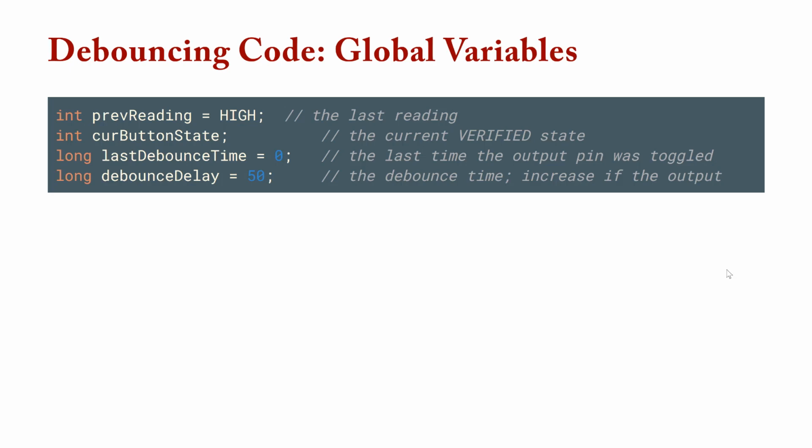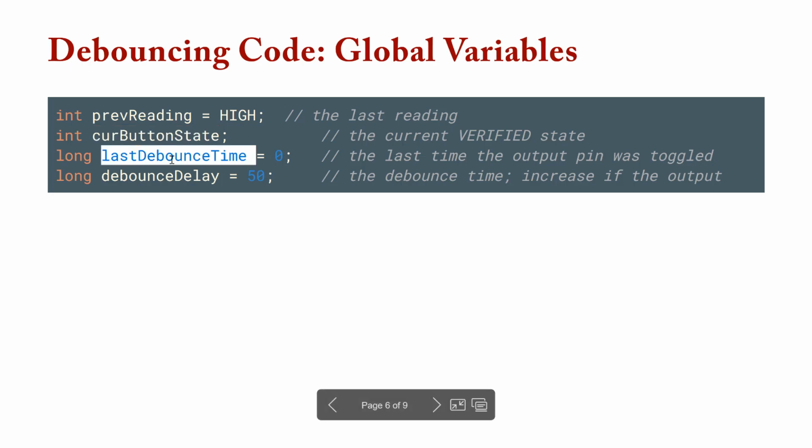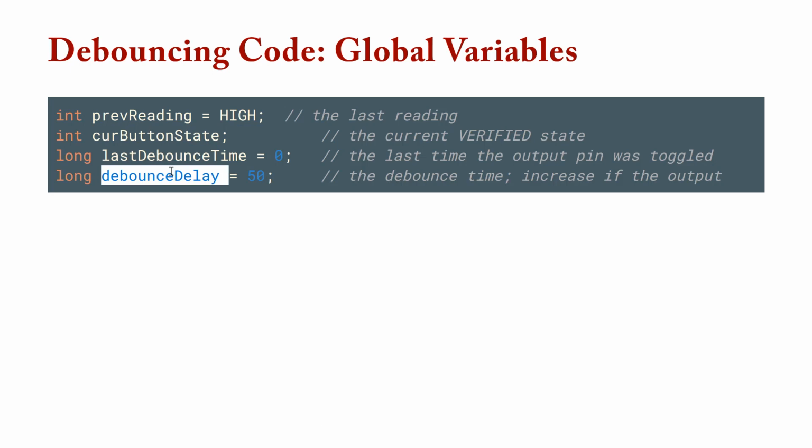Okay, so I just want to look at a little bit of this algorithm broken down into actual C++ code. So we set up our global variables. We're going to have our previous reading, which is continually updated with the last thing that we read. And then the current button state is legitimately the verified state that we're entering. And then we have the time of the last bounce, and then our delay. And that's typically 50 milliseconds. We could use something else, but that's a pretty common value.